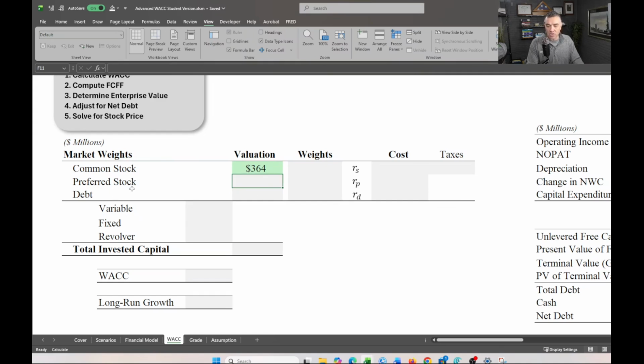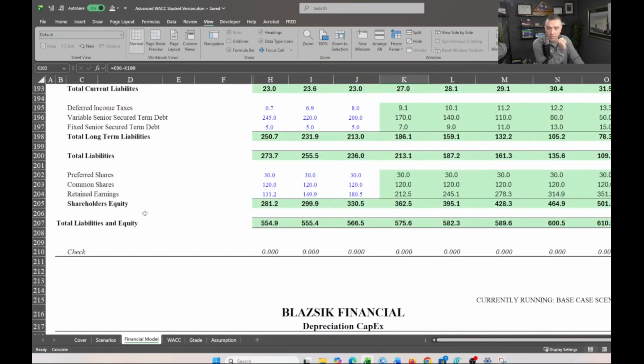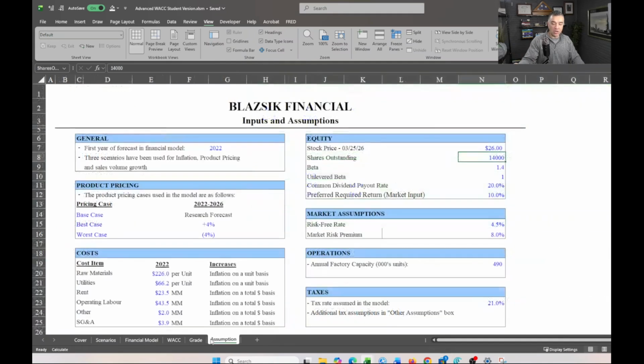Preferred stock is a bit different. It's consistent. So let's go to the financial model, and go up to our preferred stock. If you notice, our preferred stock on the balance sheet is consistent, it's 30 million, part of the equity portion of the balance sheet. So it's not changing. So what we're going to do, this is called a perpetuity. And we can find out exactly the cost of it, which is going to be in our assumptions page.